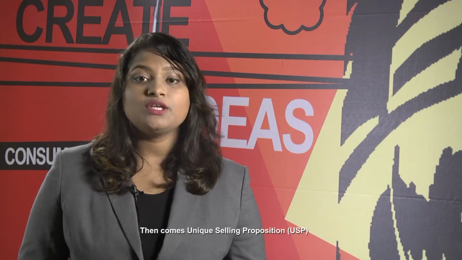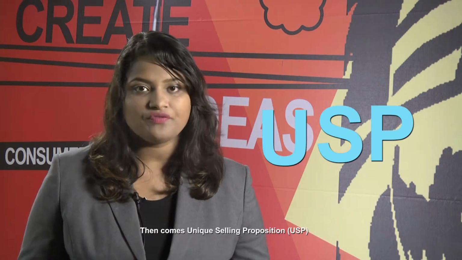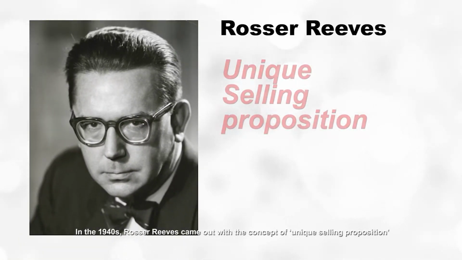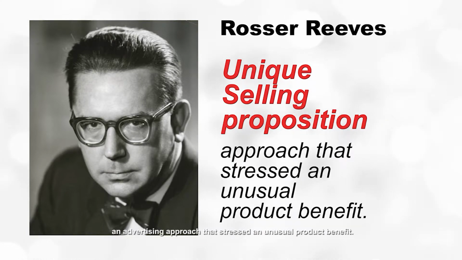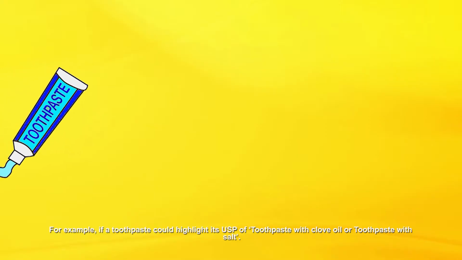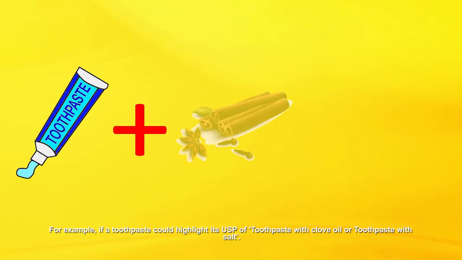Then comes the unique selling proposition, also known as the USP of the brand. In the 1940s, Rosser Reeves came out with the concept of unique selling proposition, an advertising approach that stressed an unusual product benefit. For example, if a toothpaste could highlight its USP of toothpaste with clove oil or toothpaste with salt.